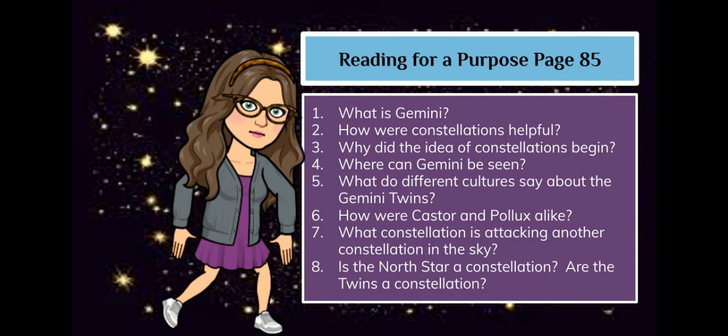Let's review. Where are your eyes while the text is being read? Where is your pencil? Eyes on text, pencil on words. Let's begin. While reading, you should also think about our two big idea questions. Why are constellations important? And how have various cultures explained the constellation Gemini?